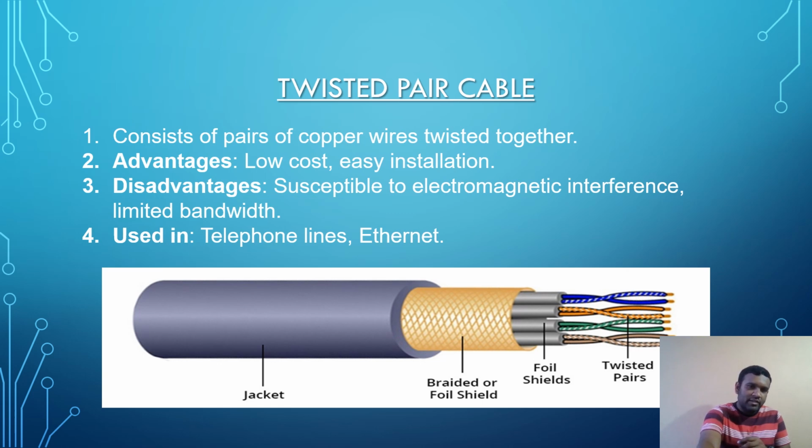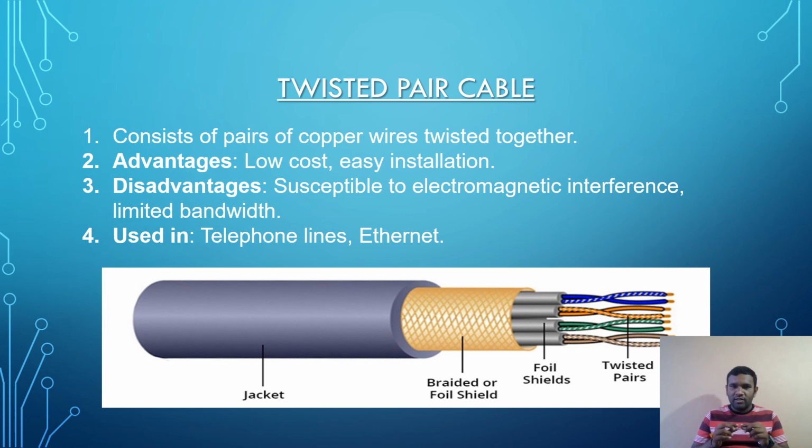What are the advantages of these twisted pair cables? They are low cost and easy to install. It's easy to install because it has a jacket and a braided foil shield, two layers of shielding for the wire, so the wires are generally safe. One of the main advantages is that it's low cost because of the very simple design of making the wire. The disadvantage is that they are susceptible to electromagnetic interference.